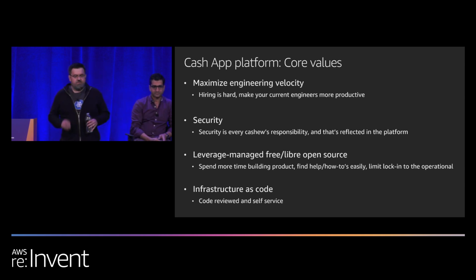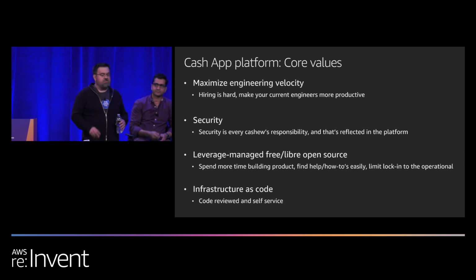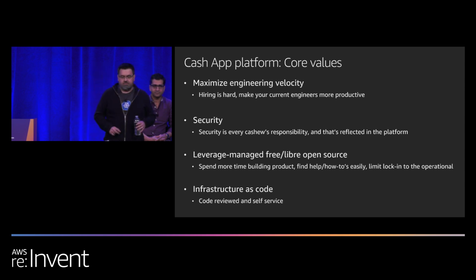First and foremost, maximizing developer velocity, because hiring is much harder than making your current engineers more productive. Secondly, security is every Cash engineer's responsibility, full stop. And this is reflected in our platform as well. Third, we value leveraging managed open source infrastructure. Managed, because more of our engineers' time can be spent on product. Open source, for one, to support the broadest availability of developer resources, so think Stack Overflow. And two, to limit lock-in to the operational rather than the architectural.